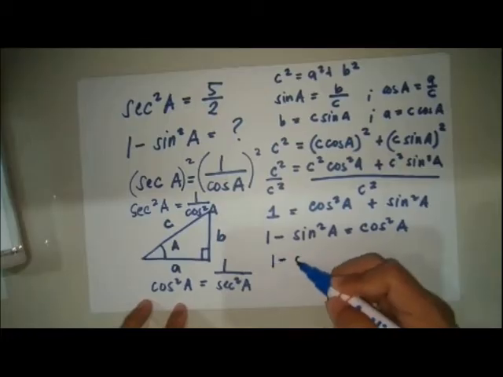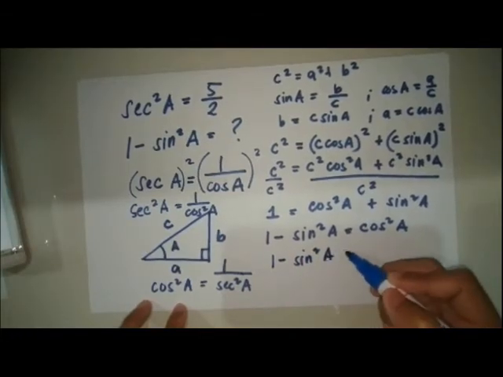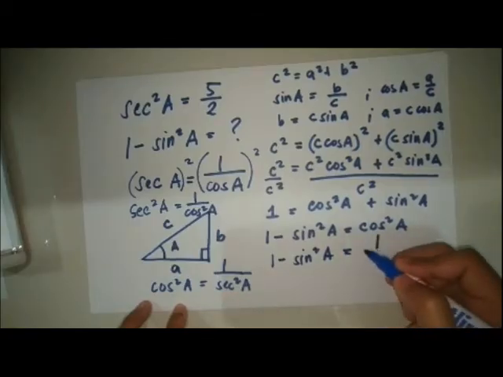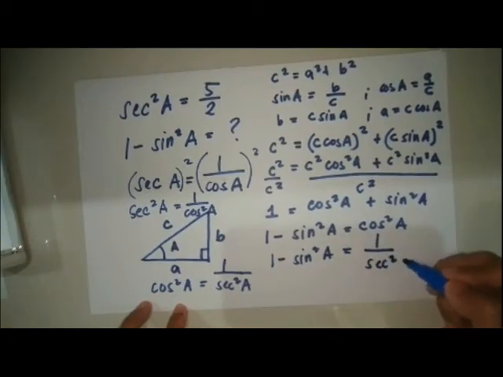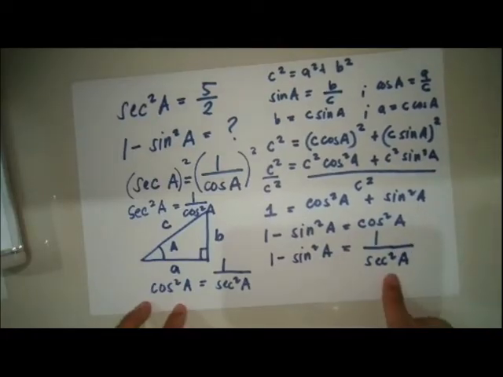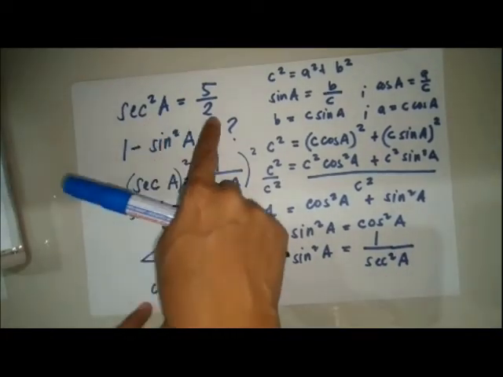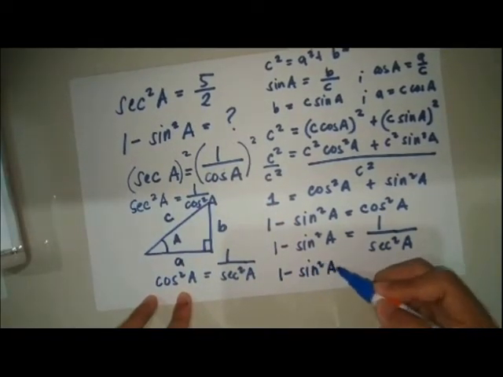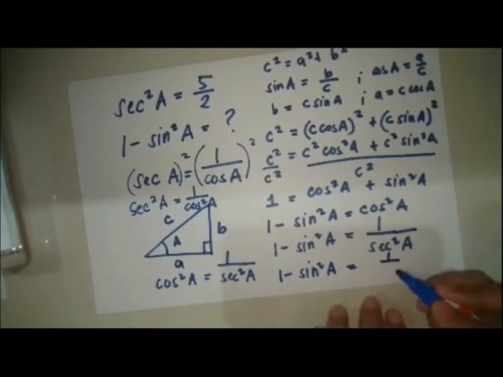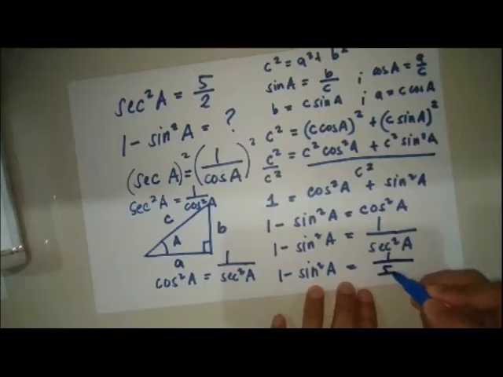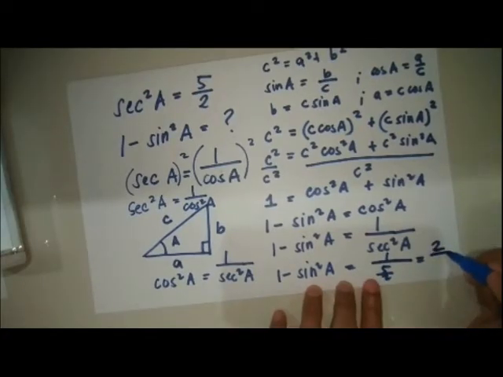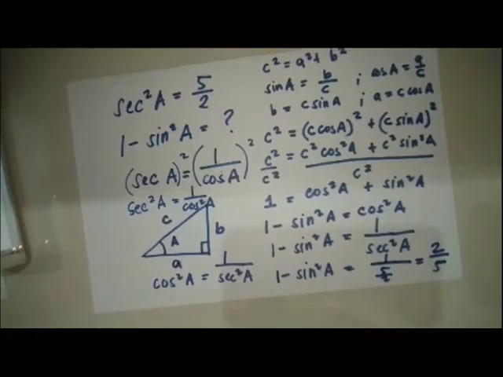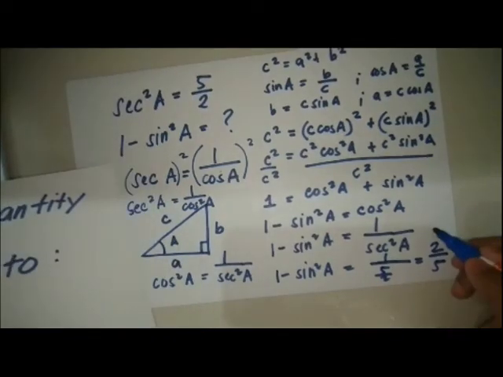So we have 1 minus sine squared A, so that's equal to 1 over secant squared A. So in our problem, meron tayong given, ang secant squared A daw here is 5 halves. So we have 1 minus sine squared A is 1 over 5 halves, or 2/5. So the answer here is 2/5.